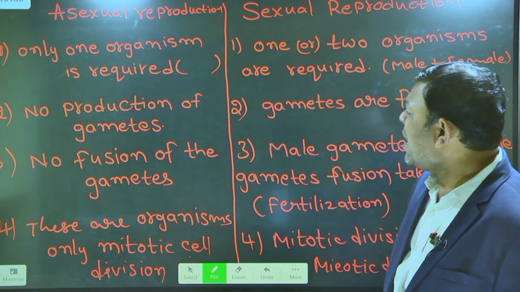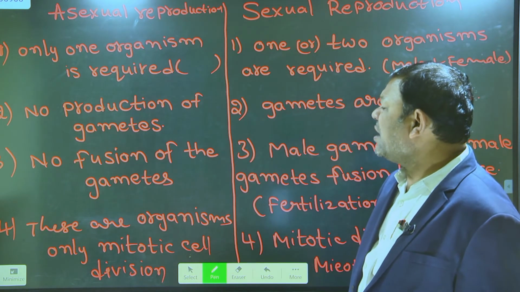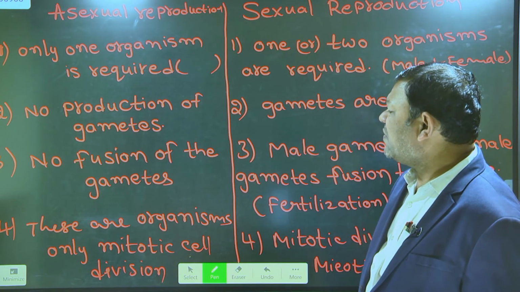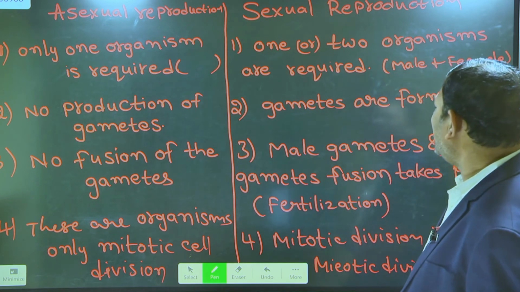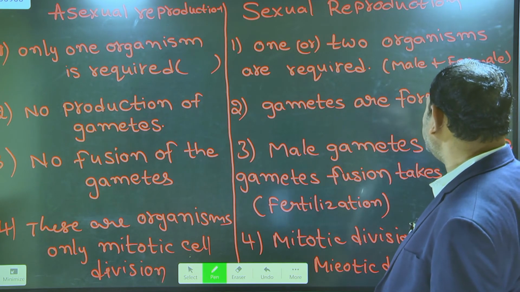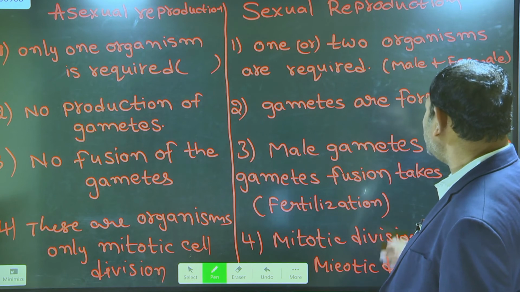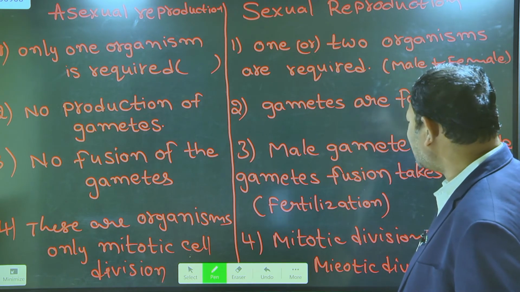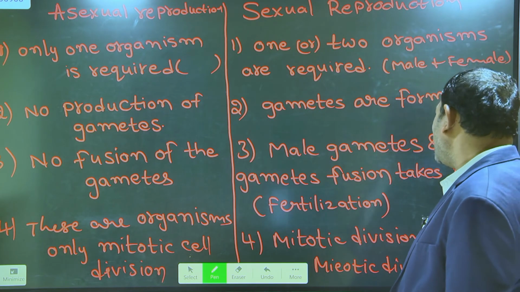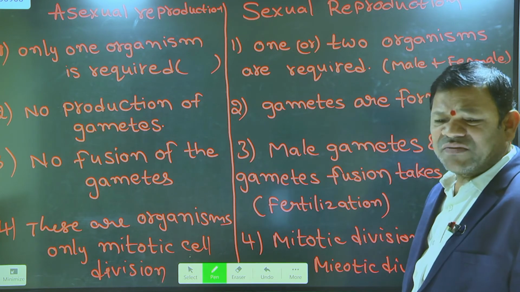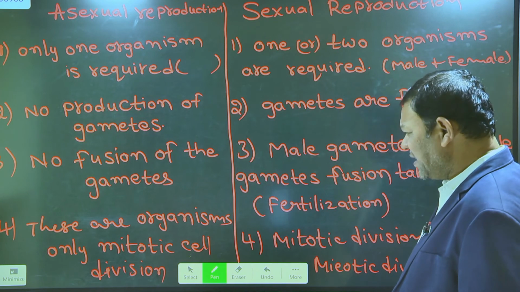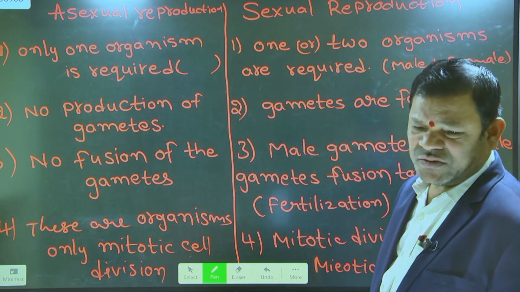Next, there is no fusion of male gamete and female gamete in asexual reproduction. In sexual reproduction, the male organism produces the male gamete and the female organism produces the female gamete. Fusion of the male gamete and female gamete takes place. That is nothing but fertilization. Fertilization we can see in sexual reproduction.